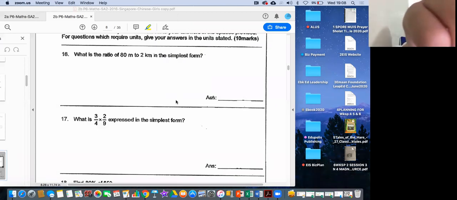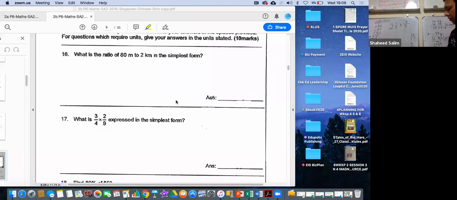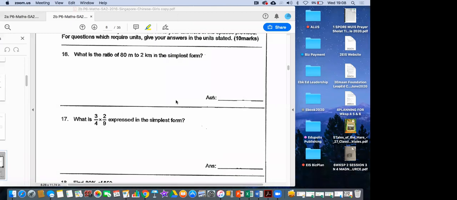One and a half, 3 over 5. Shafiqah, 2.5 is changed to improper fraction. What is it? Raihana, are you there? Yeah, I'm here.